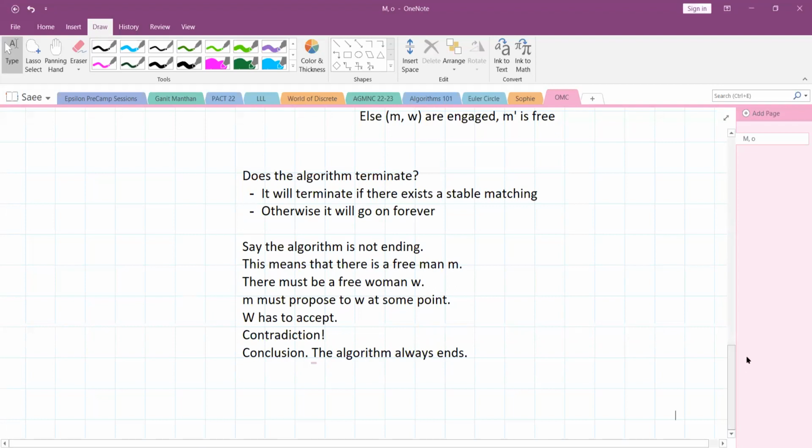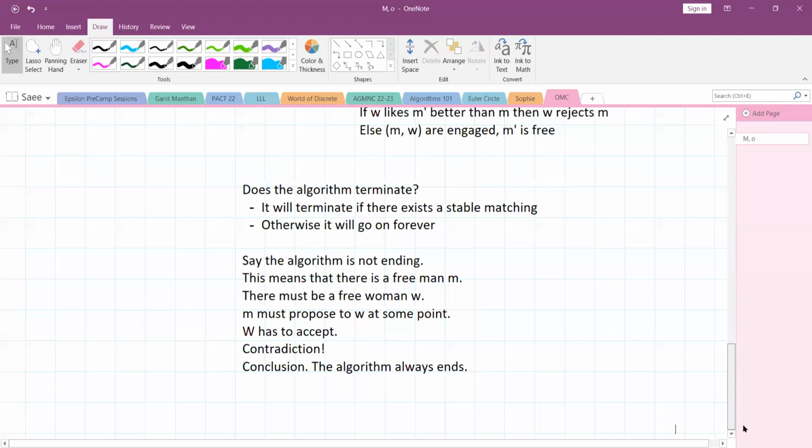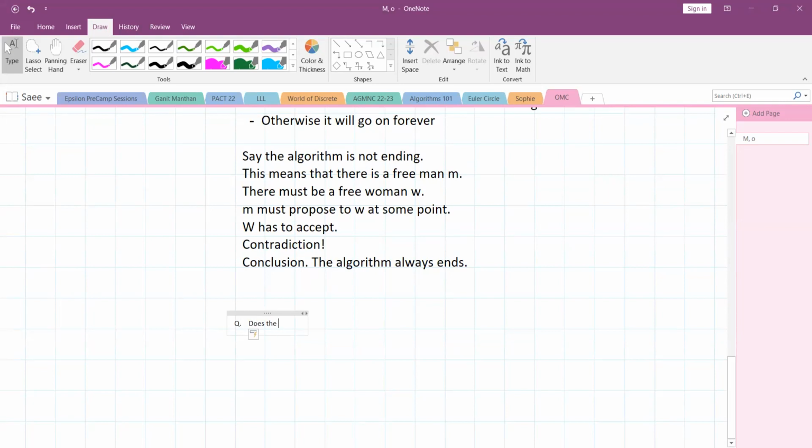Okay, what can we do next? Well, the next question to ask is, we know that the algorithm ends, but does it give us a stable matching? Does the algorithm give us a stable matching?